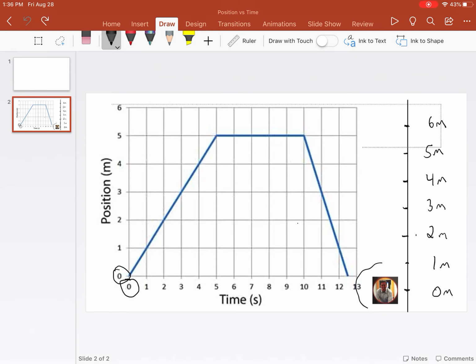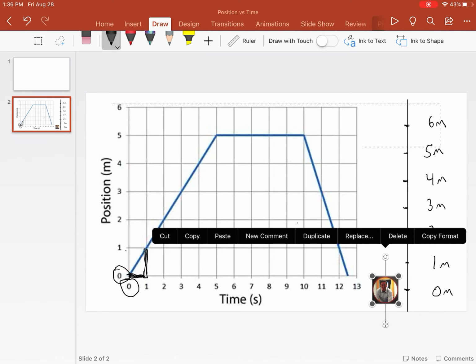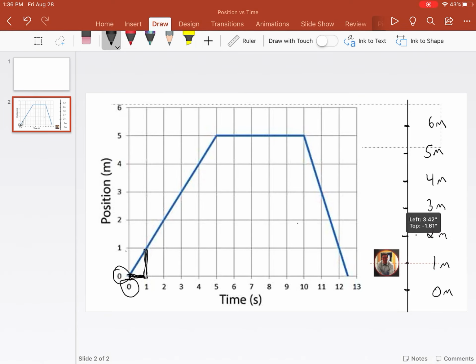So where do I go once the clock starts? Well, in the first second of my motion, so the first second would be from here to here, 0 to 1 seconds, I move from 0 meters to 1 meter in a straight line. So I moved upwards like this. Or what happened was I was at 0 meters and I moved to 1 meter.